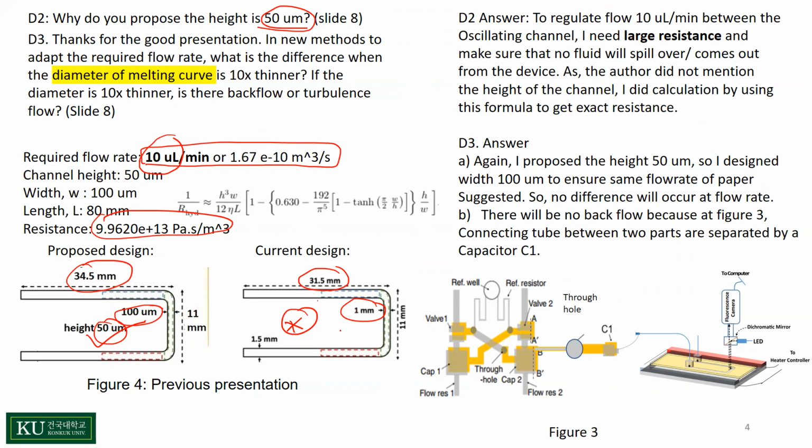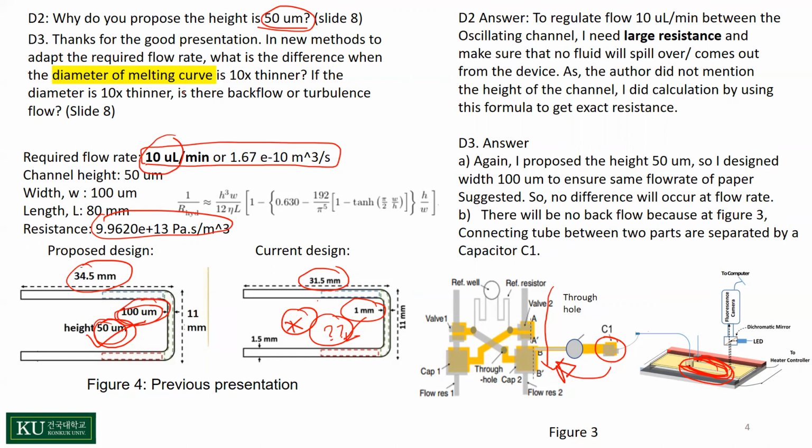And as there is no mention of the height, I don't know what the resistance will be. But for my oscillator, I need to control the resistance of the channel here, because if the resistance is not controlled, then the oscillation flow will stop at any time. As it is an autonomous device, I need to think about the capacitance and the resistance, which will not affect the oscillation pressure. So for this reason, I was thinking of a height of 50 micrometer and width of 100 micrometer for my own design.